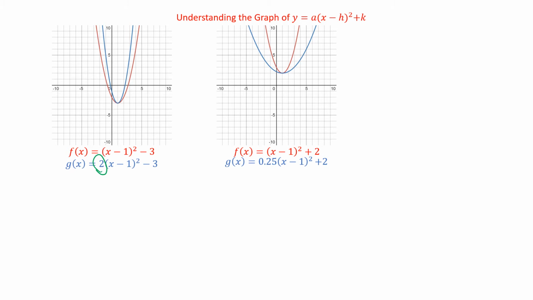All right, so we had something bigger than 1. When a is bigger than 1, it makes it skinnier. When a is less than 1, that makes it fatter. It'll go wider.